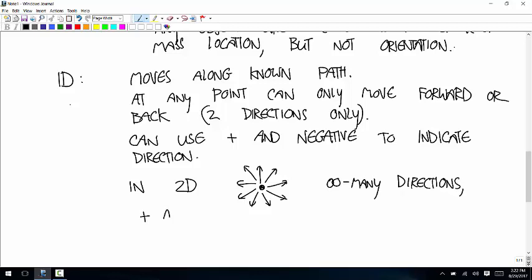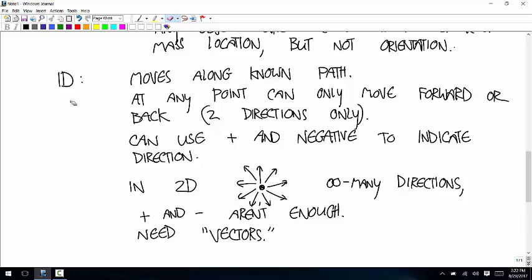And so plus and minus aren't enough. And we'll have to introduce this new way of talking about directions when we get to 2D. And that's called vectors. So the nice thing about one dimension is we don't have to deal with these complicated math things called vectors. We only have to deal with plus and minus. And that'll let us introduce some of these ideas of physics before the math gets complicated by this new mathematical thing, vectors.